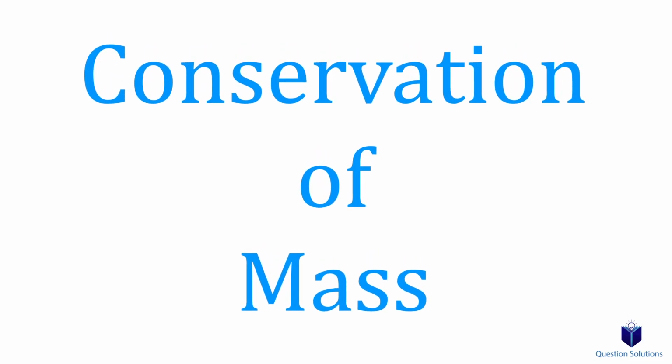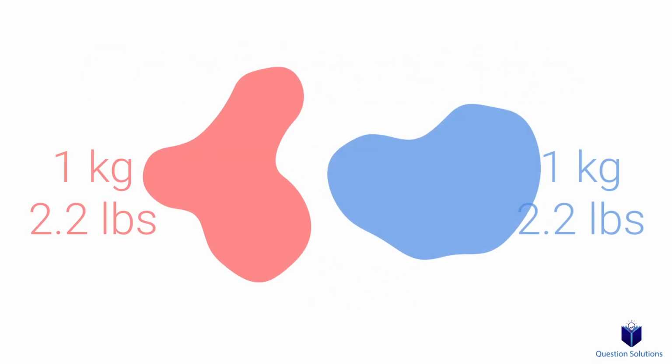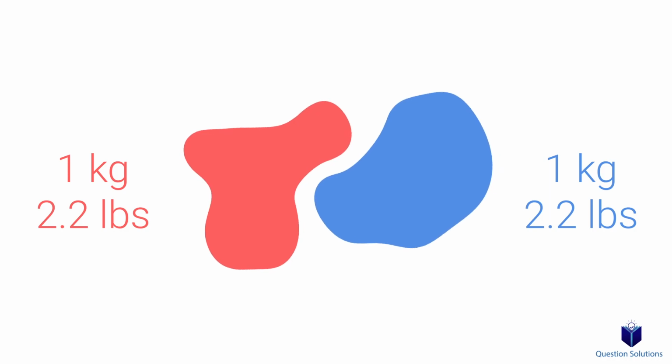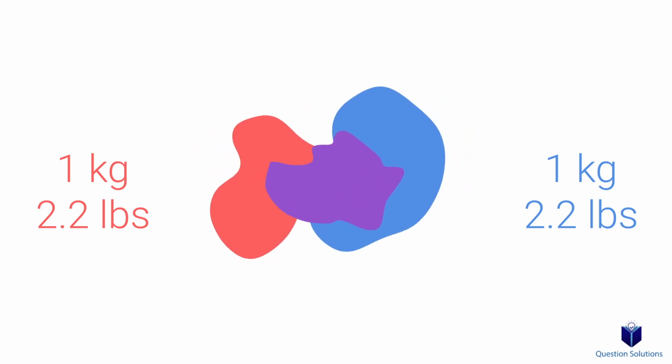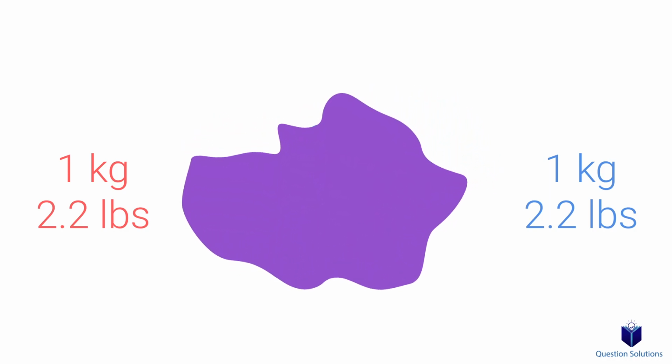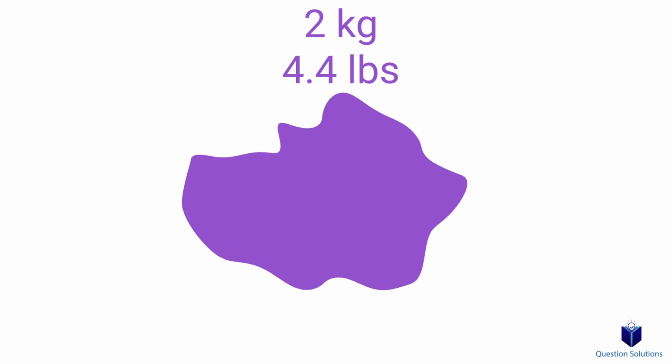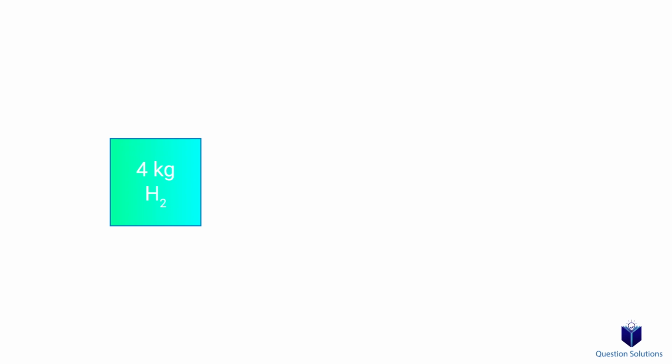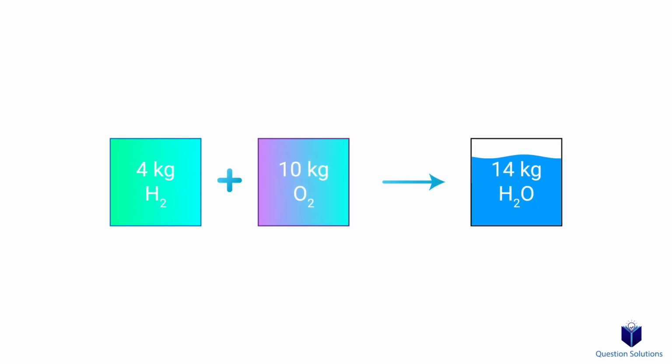Let's talk about the conservation of mass. If you have 1 kilogram of this blue liquid and 1 kilogram of this red liquid and combine it together, without even thinking too much, you know the total amount of liquid is 2 kilograms. If you had 4 kilograms of hydrogen and 10 kilograms of oxygen, then you end up with 14 kilograms of water. This is pretty much what the conservation of mass is.